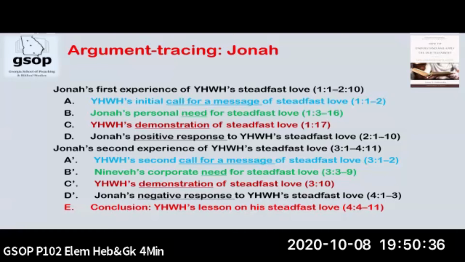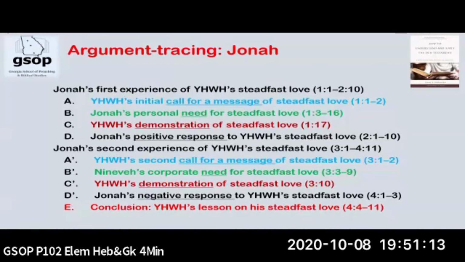And so the blue A, God's initial call for a message of steadfast love, is in parallel with A prime. That little comma is a prime. A prime is like it's parallel. So A parallel, God's second call for a message of steadfast love in chapter 3, verses 1 and 2. There's a direct relationship. God has called Jonah to deliver a message of steadfast love in both circumstances, when he's fleeing and when he's been upon the land and caught up after the great fish.